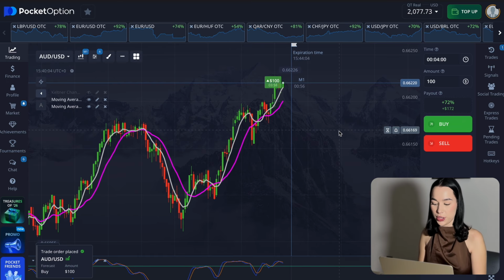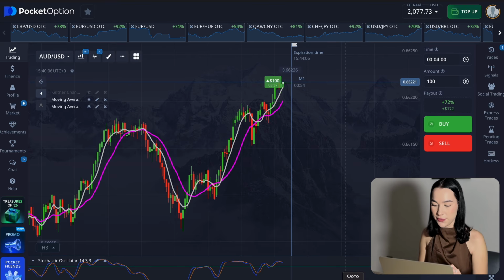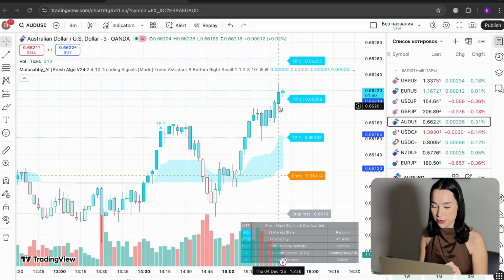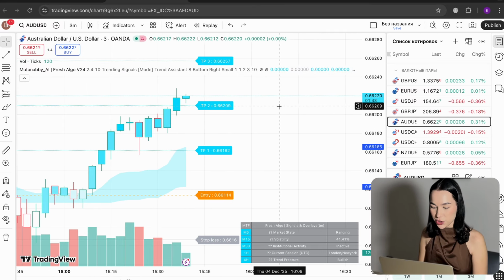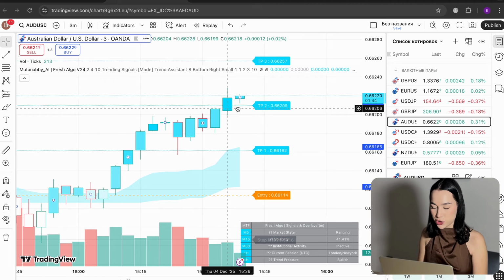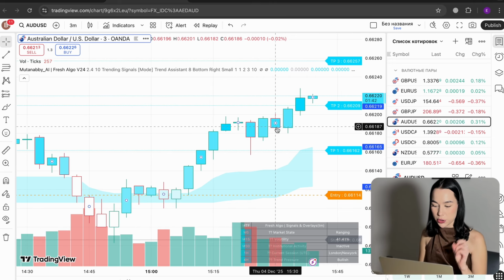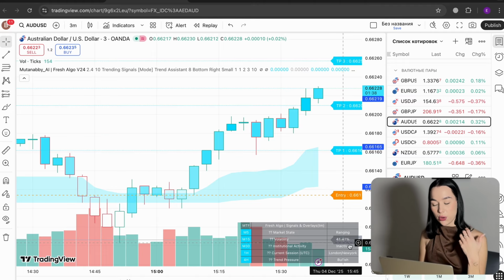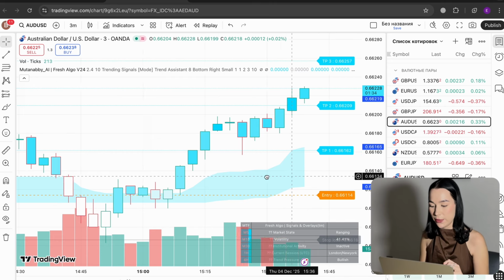Also in Pocket Option, I have the strategy. I'm gonna tell you about that before, but actually it was also in one of my previous videos where I explained everything. So let's check out the situation. We can see that now we already achieved the level of take profit number 2, and now our price is approaching take profit 3. So that also gives us a signal that the price will continue moving upward.